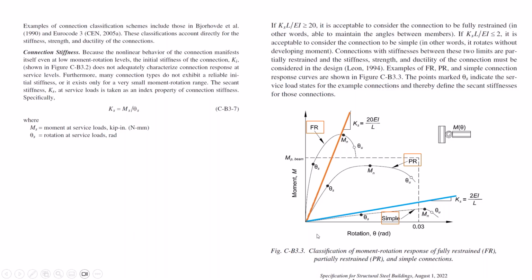So you will see this graph in the commentary section. And then you can see here the moment versus rotation graph. And this line represents the limit for the rigid connection, and the blue one represents the line for the limit for the simple connections. Connections with a stiffness value between those two limits are considered partially restrained, right?